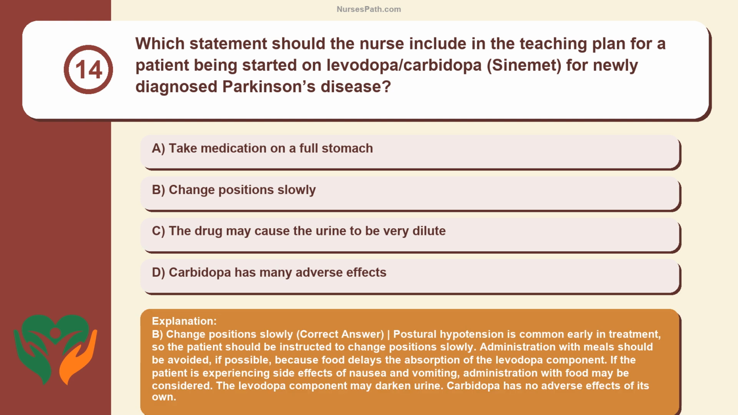B. Change positions slowly. Correct answer. Postural hypotension is common early in treatment, so the patient should be instructed to change position slowly. Administration with meals should be avoided, if possible, because food delays the absorption of the levodopa component. If the patient is experiencing side effects of nausea and vomiting, administration with food may be considered. The levodopa component may darken urine. Carbidopa has no adverse effects of its own.